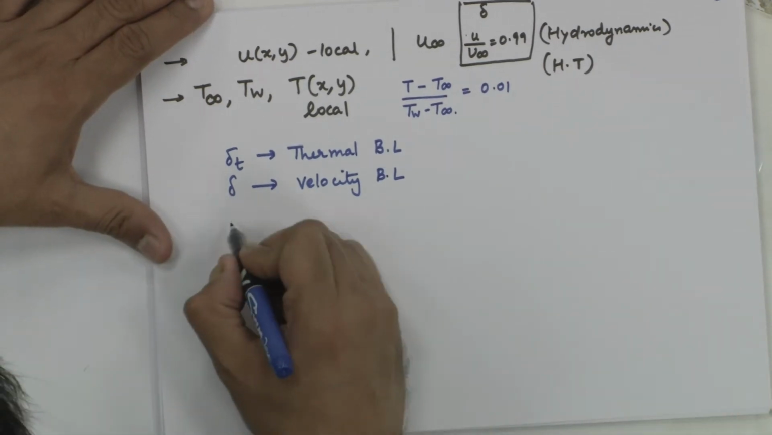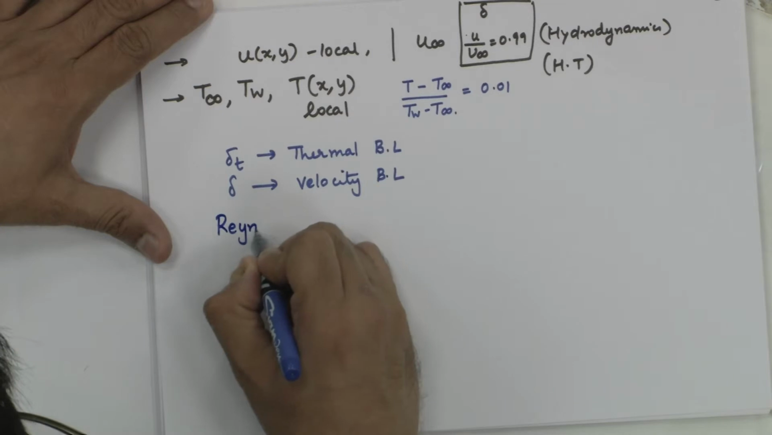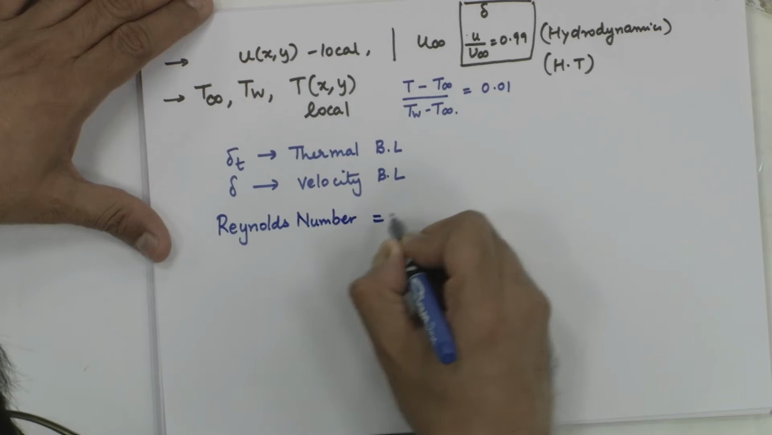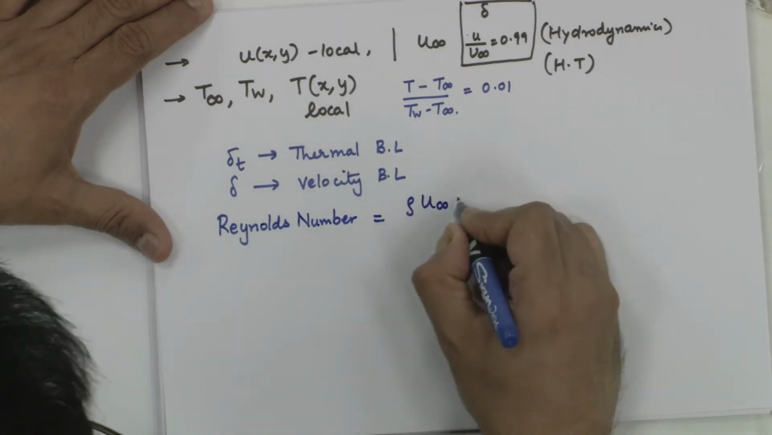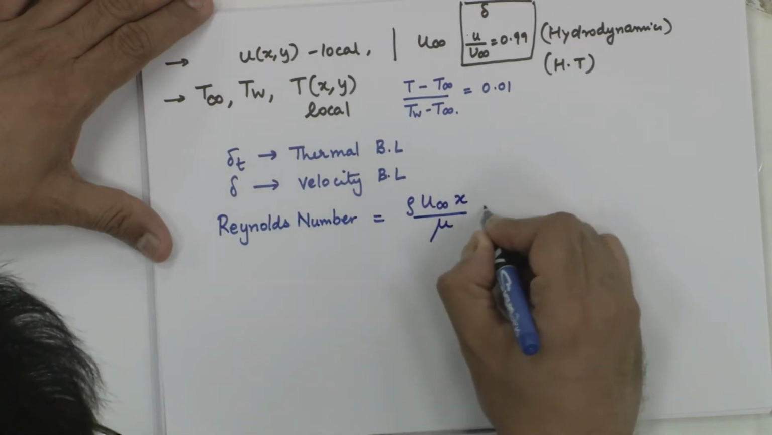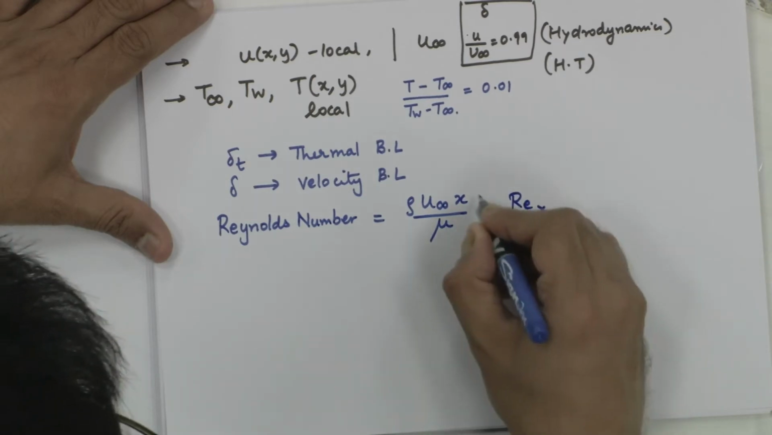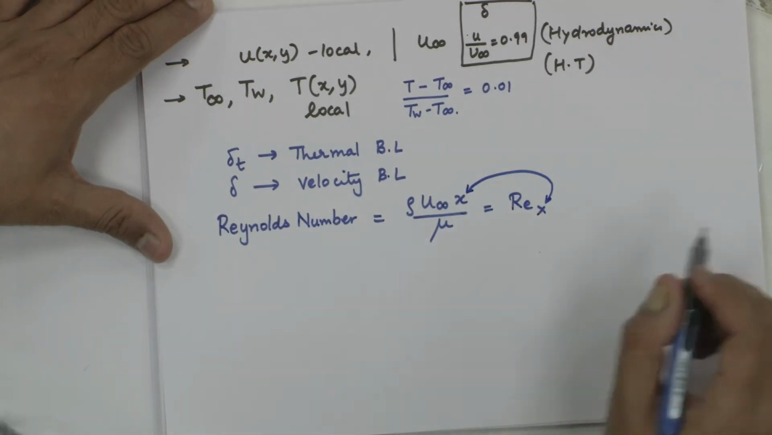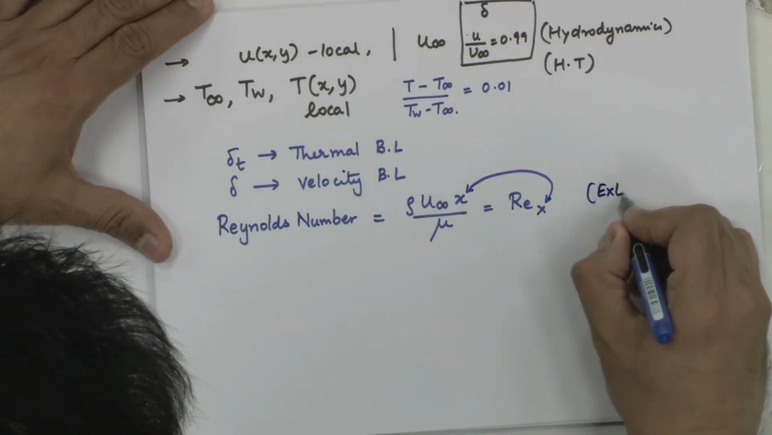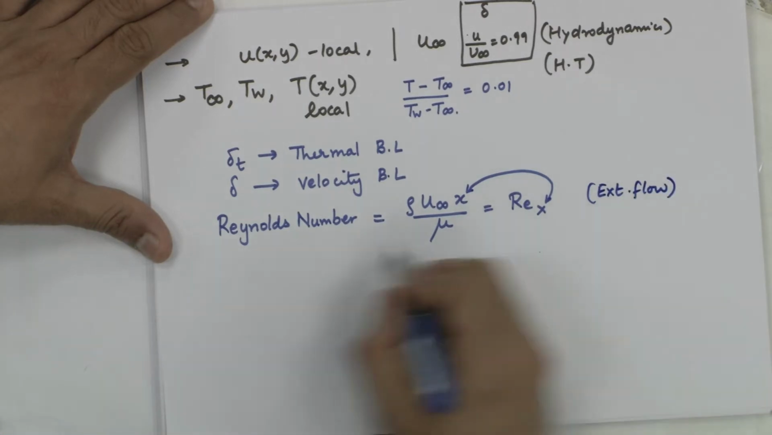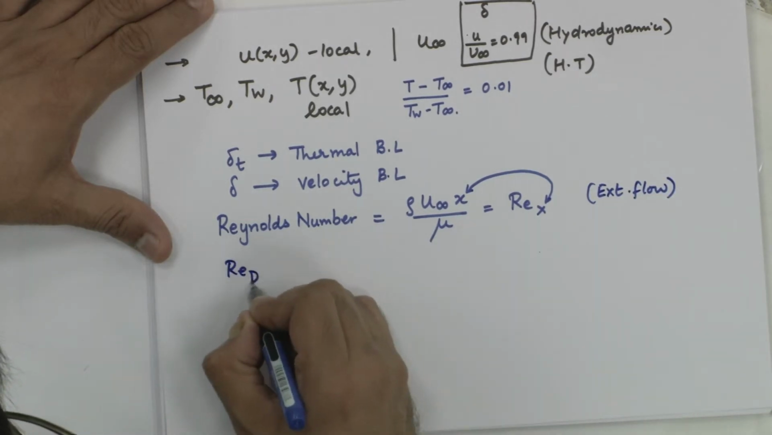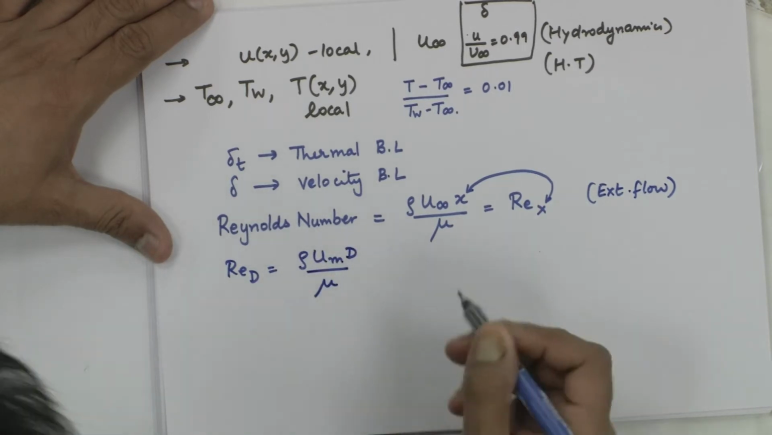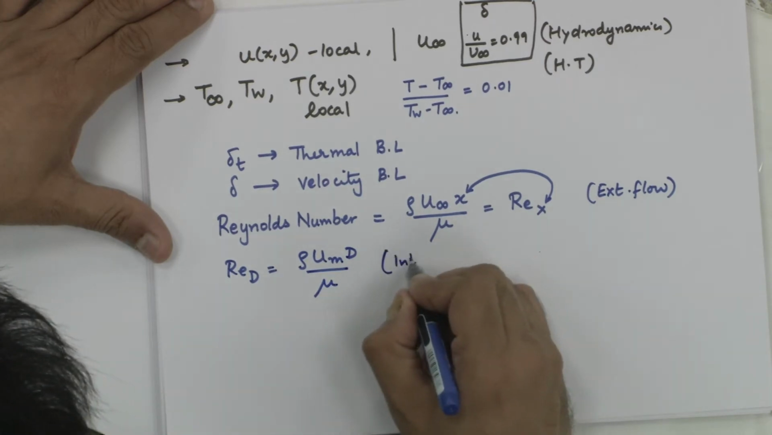One non-dimensional number that you saw in fluid mechanics is the so-called Reynolds number. For external flow, this is rho u infinity x by mu, which is Re subscript x. Remember, whatever is this, that is the same thing. For internal flow, you have Re subscript D equal to rho u bulk mean d over mu. This is for internal flow.